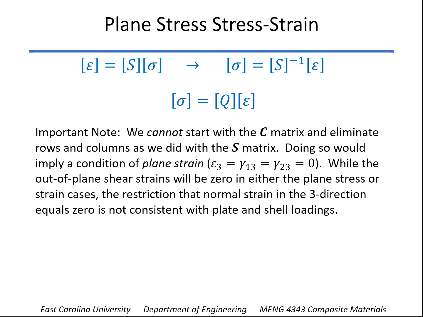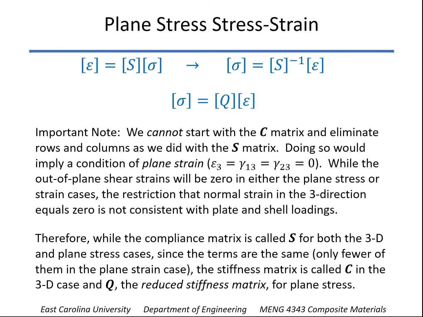Once we've inverted the 3 by 3, we call that matrix the Q, or the reduced stiffness matrix. Notice here what we did was we started with the compliance matrix and knocked out rows and columns. We did that because it's under a state of plane stress. We cannot start with the stiffness matrix, the C matrix, and do the same thing, because that would imply it's plane strain and not plane stress. It may seem like not that big of a deal, but it really is that plate and shell theory is based on it being a state of plane stress and not of plane strain.